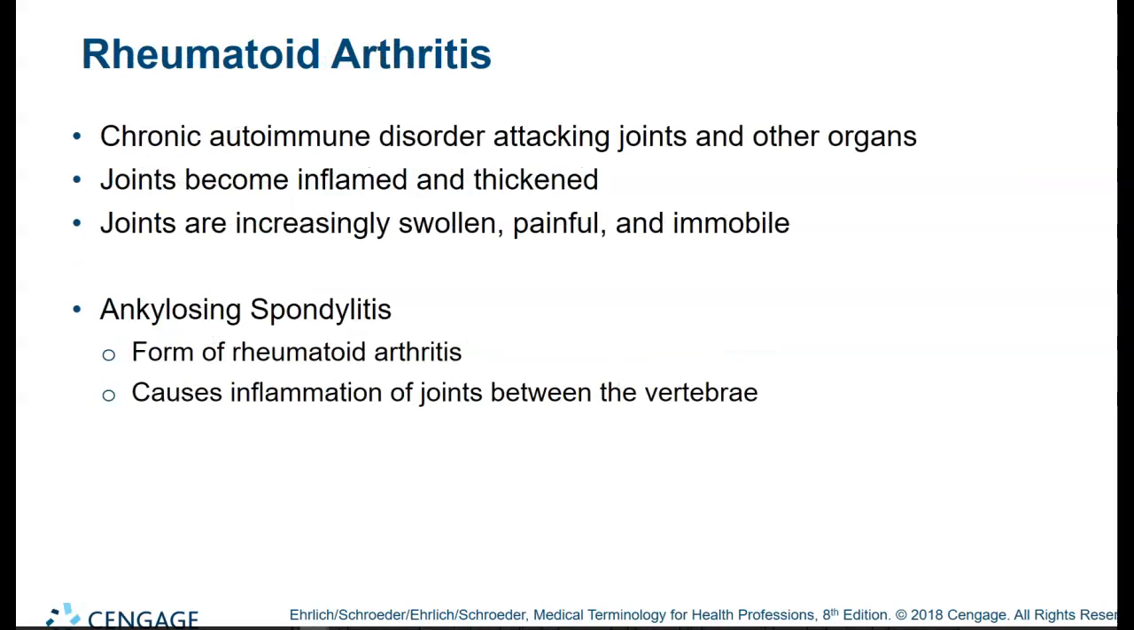Rheumatoid arthritis is actually an autoimmune disorder. Our body attacks itself. We'll be talking about that in other chapters as well. We have ankylosing spondylitis. Again, it's a form of rheumatoid arthritis. It causes inflammation of the joints between the vertebrae and is very, very painful.